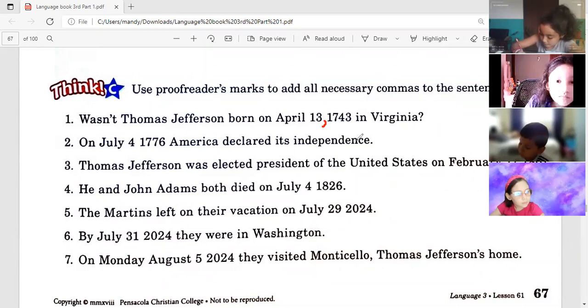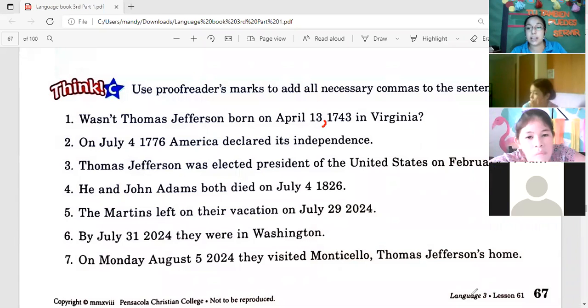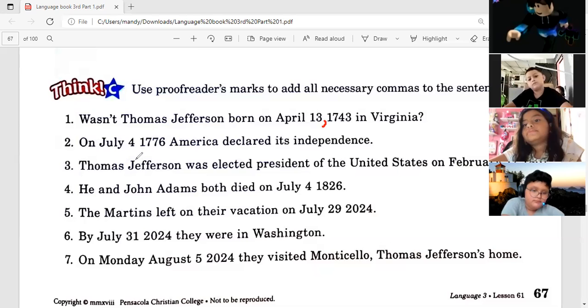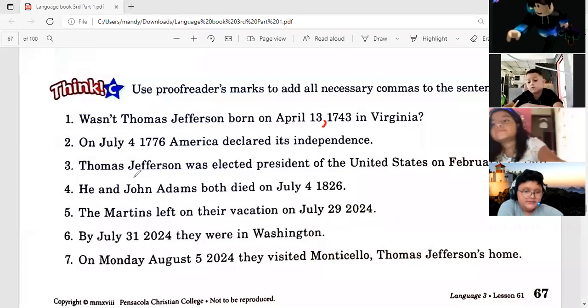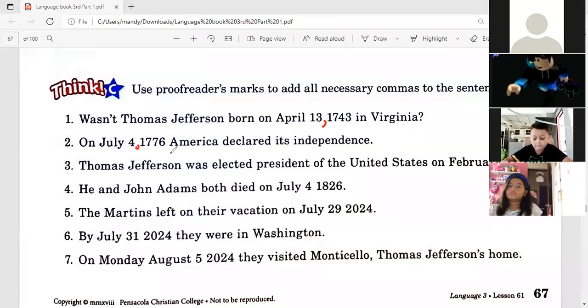Yes, Mateo. Number two. On July 4th, 1776, America declared its independence. Mateo Estrada, help me. In which part do I write a comma? On July 4th, comma, 1776. Comma. That's good. That's all.